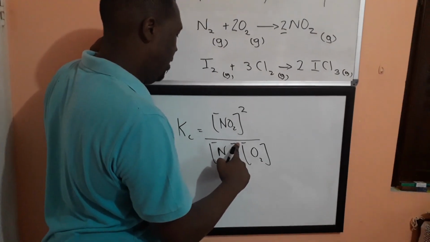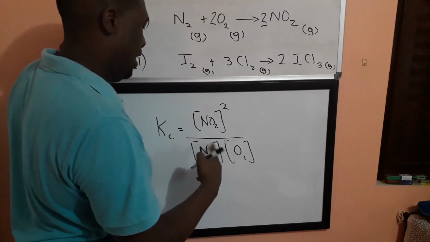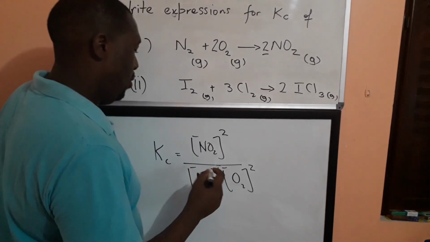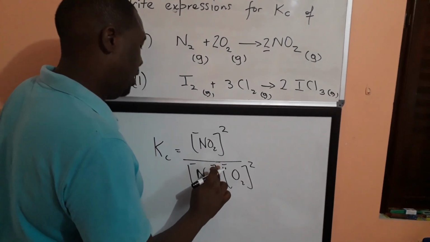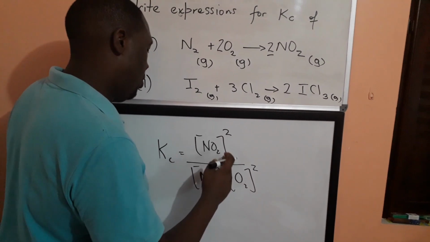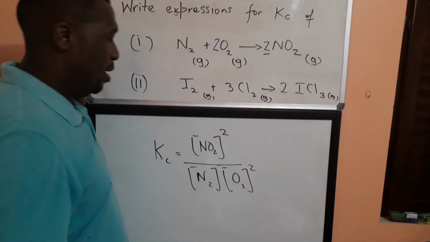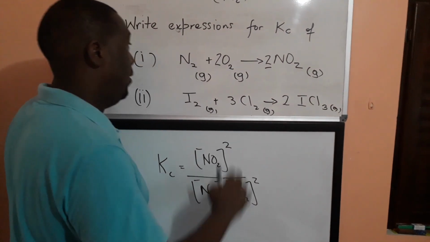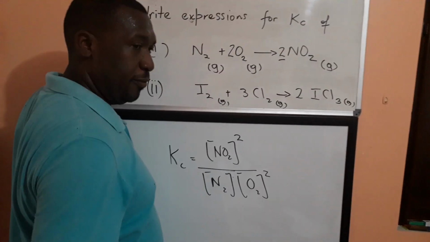Now we don't have to put 1 there because [N2] to the 1 is the same as N2 in square brackets. And for oxygen, 2. But we don't need to put 1, we can leave it because [N2] to the 1 is the same as [N2]. So that is my expression for the equilibrium constant for the first reaction.